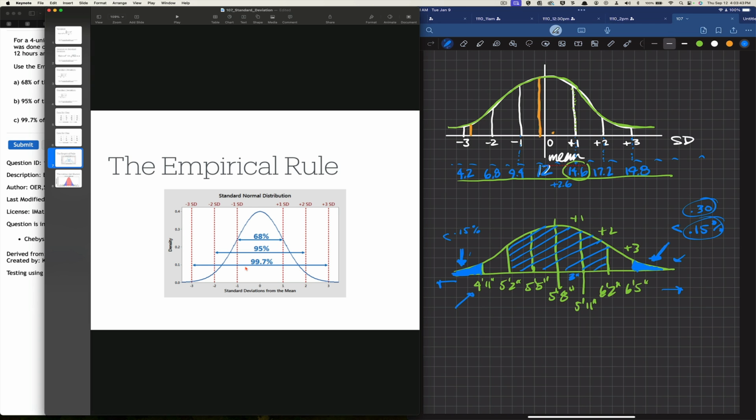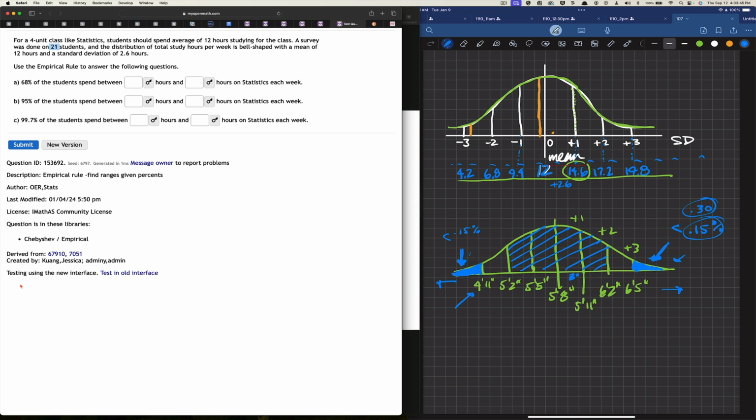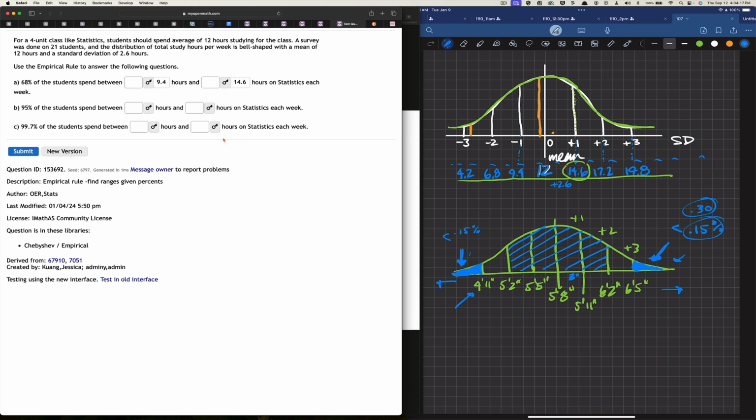Okay? So, how do we use this information to do this problem? Now I'm going to focus on this thing. 68% of the students are between what and what? When they're asking about this, they're not asking between -1 and 1. They want you to apply these characteristics of this data to this problem. So we want to know between what and what is 68%. Well, for this, it's 9.4 and 14.6. 68% of the students spent between 9.4 hours and 14.6 hours studying.